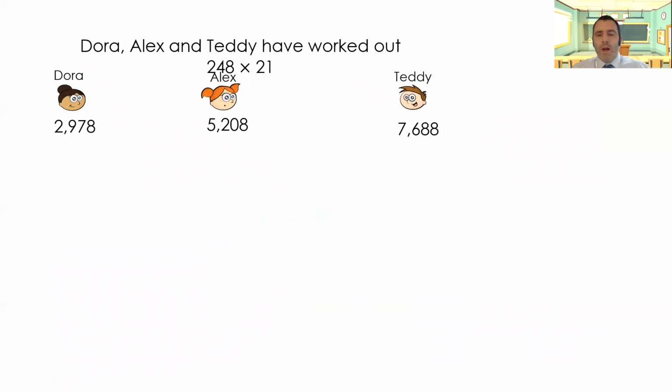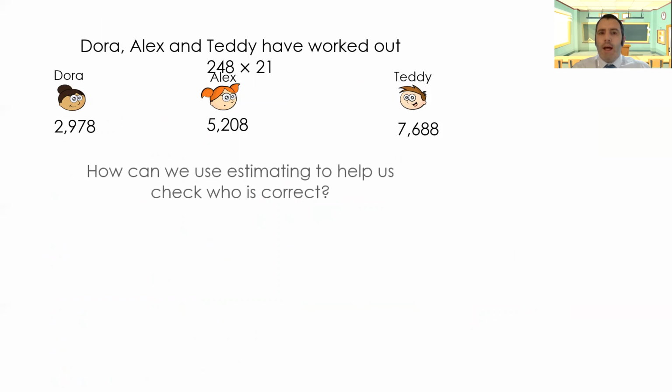So we're going to look at some reasoning questions. Dora, Alex, and Teddy have worked out 248 times 21. As you can see, Dora thinks it's 2,978. Alex thinks it's 5,208. And Teddy thinks it's 7,688. Now, someone's possibly right. 2 of them are definitely wrong. How could we work it out?